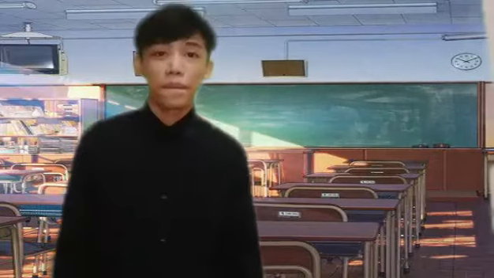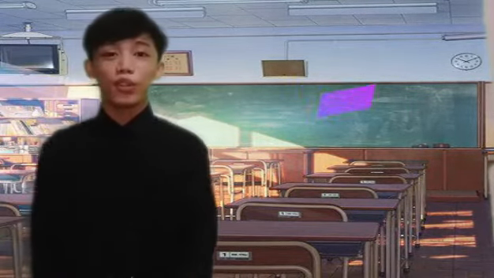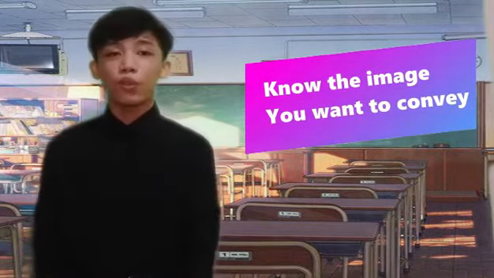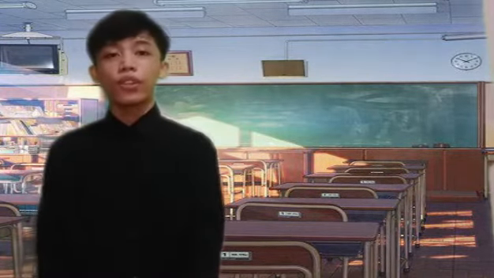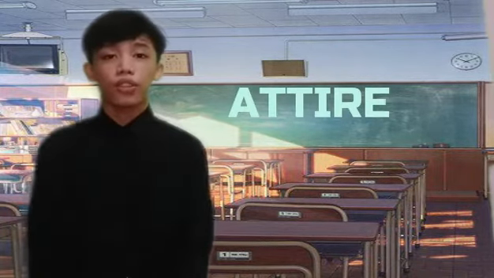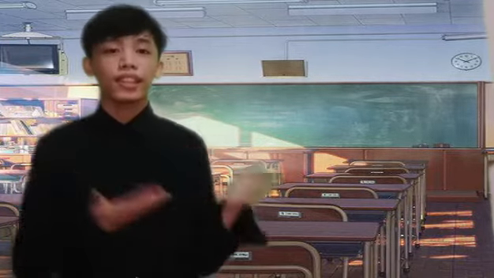Now your audience is on their own. The number 4 way is to know the image that you want to convey. It is important to know the image that you want to convey. The way you look, especially in terms of your attire, can act as a distraction to your message if it disconnects you from your audience, like this.